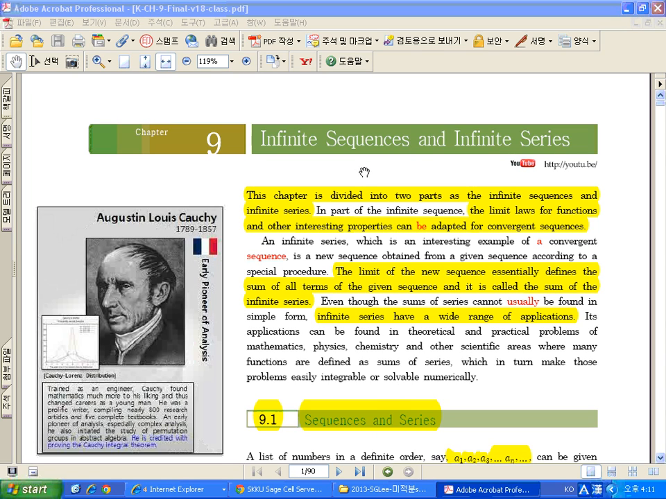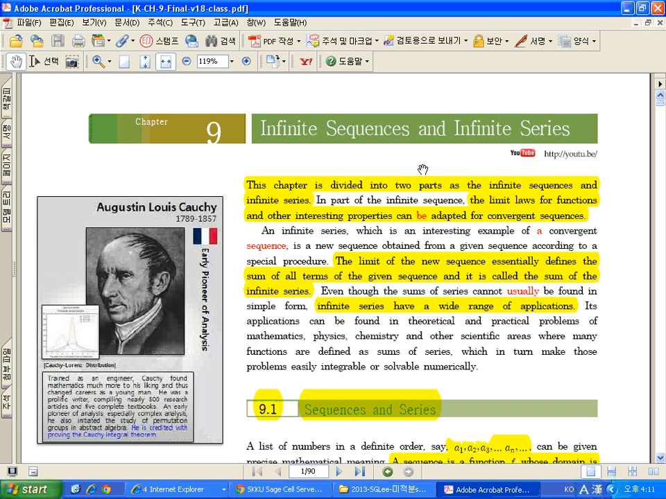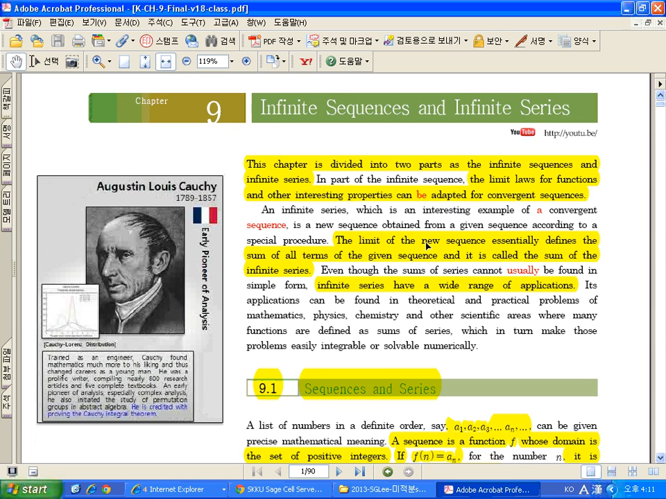Okay, here, chapter 9, infinite sequences and infinite series. In this chapter, we deal with the infinite sequence and infinite series. The limit law for functions and other interesting properties can be adapted for convergent sequences. The limit of the new sequence essentially defines the sum of all terms of the given sequence, and it is called the sum of the infinite series.